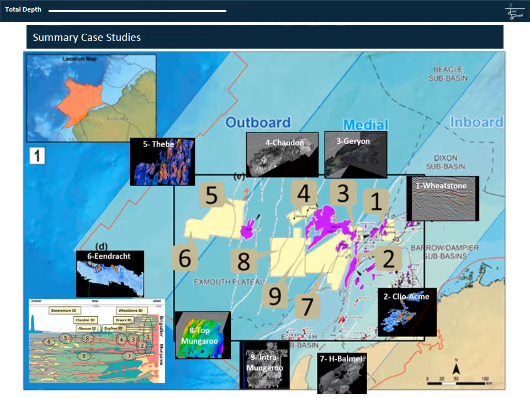So in summary, we've done kind of a whirlwind tour around some of these. I haven't talked about Endract or Clio or some of these other features, but we can do that another time. There'll be much more extensive presentation and documentation, a peer-reviewed paper coming out in APPEA later this year.